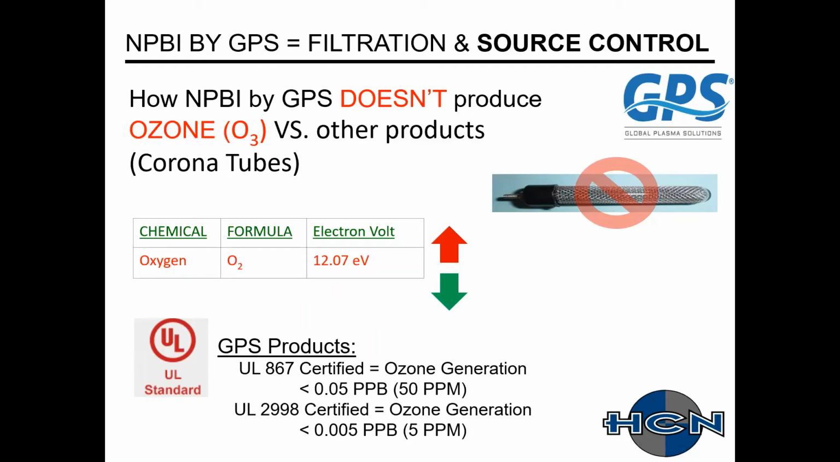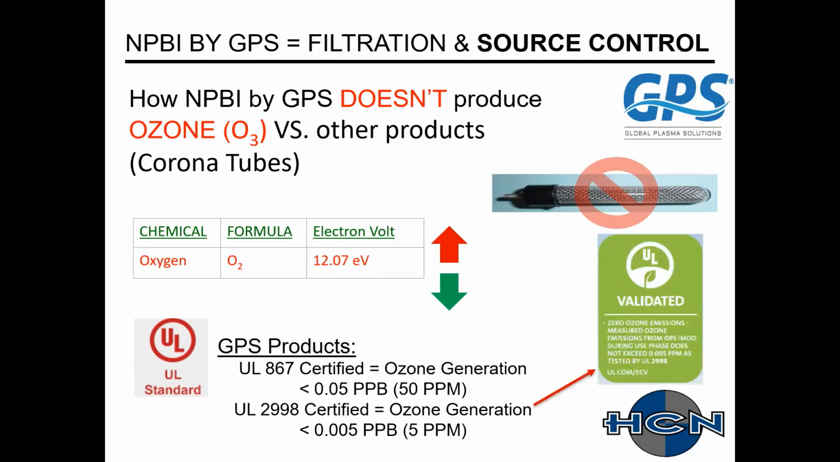Now, UL has 2 certifications for ozone generation. For GPS products, there's UL 867, where basically it's 50 parts per million, and then they have UL 2998, which is a more stringent one, which is 10-fold less. It's 5 parts per million. And if your product is certified for UL 2998, you get this neat-looking sticker that you can shove in everybody's face, saying, hey, I got it, you don't, haha.